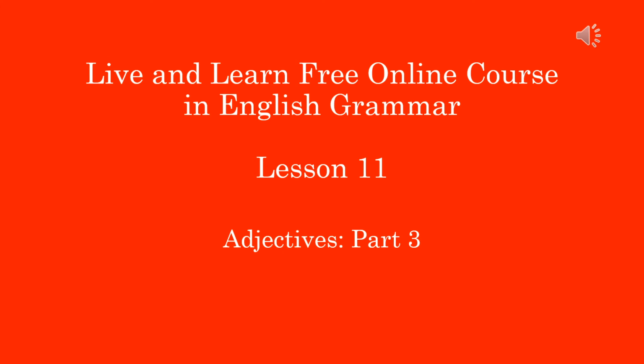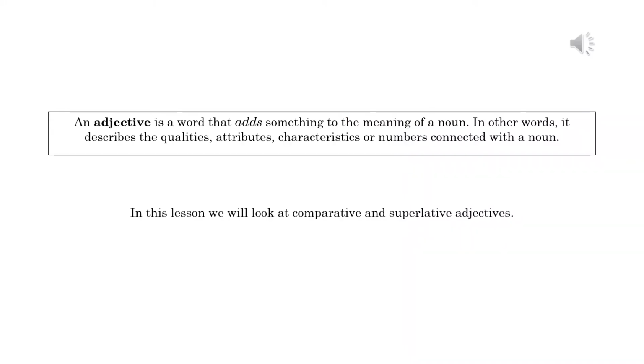Live and Learn free online course in English grammar. Lesson 11. Adjectives. Part 3. An adjective is a word that adds something to the meaning of a noun. In other words, it describes the qualities, attributes, characteristics, or numbers connected with a noun. In this lesson, we will look at comparative and superlative adjectives.